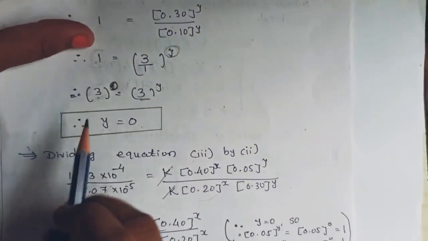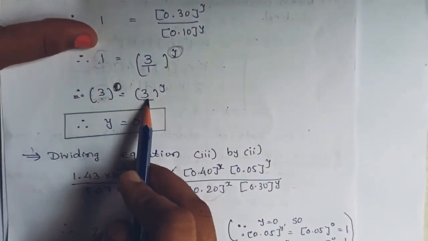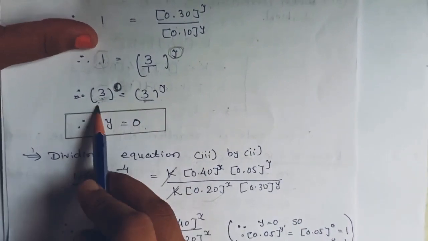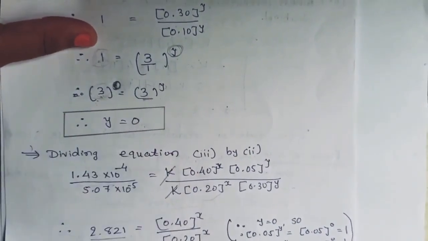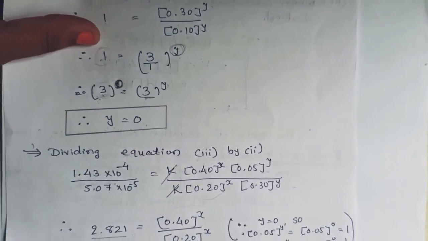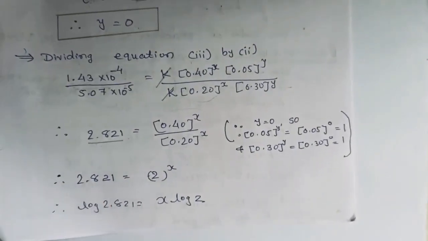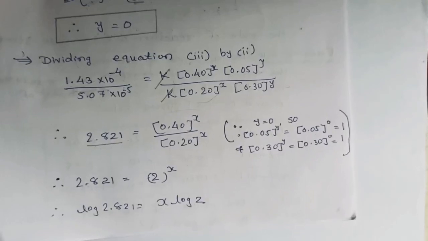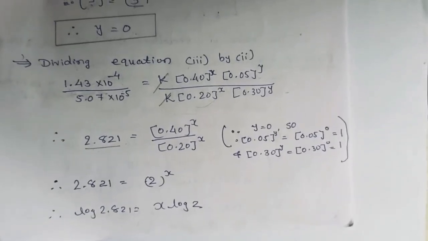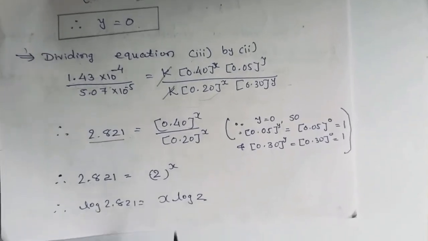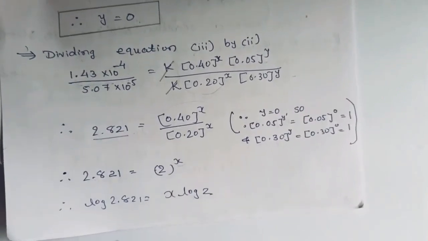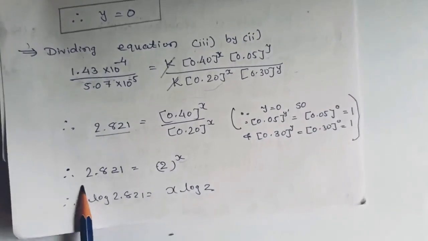Here the base can be similar, so the exponent can be compared, right? But here, the base is not similar, so we cannot compare the powers. But we want to find this value of x, so we have to take log on both sides.